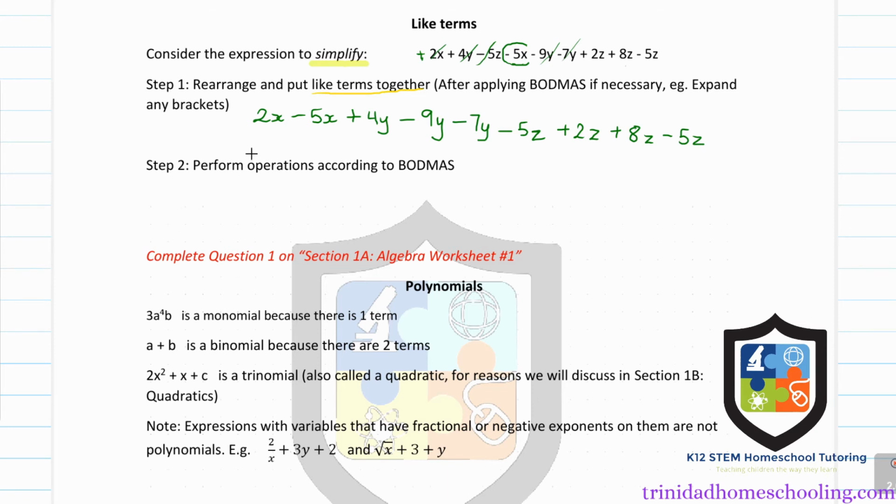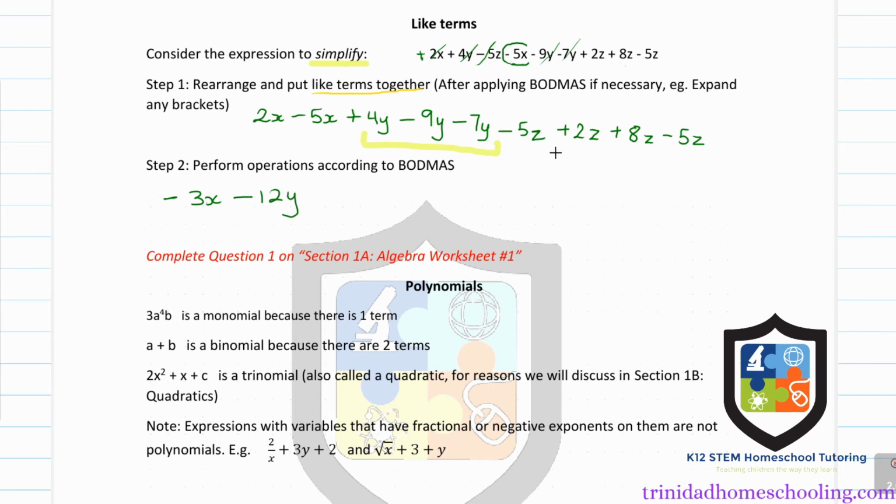Now step 2, perform operations according to BODMAS. So here we will perform these operations from left to right because we only have addition and subtraction in this expression. So 2x minus 5x. Now here's where your knowledge of directed numbers will come in. 2x minus 5x will give me minus 3x. So we're going to look at all the y's. 4y minus 9y will give me minus 5y. Minus 5y minus 7y will give me minus 12y.